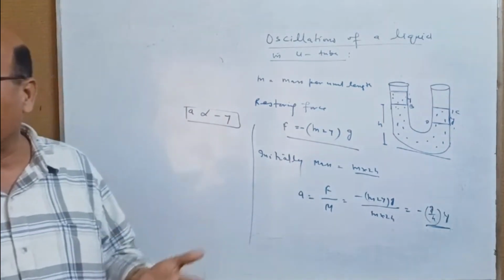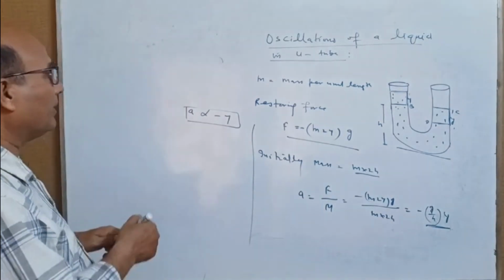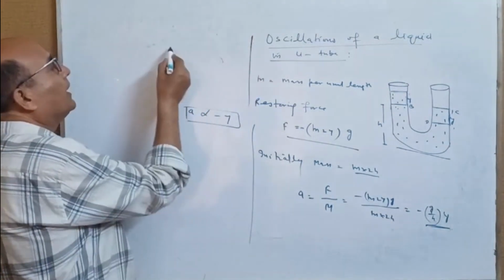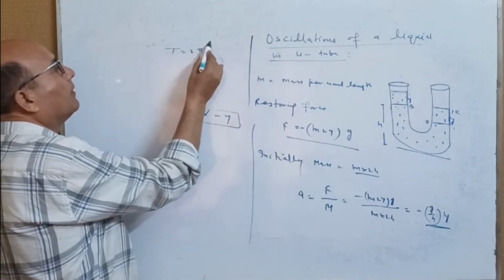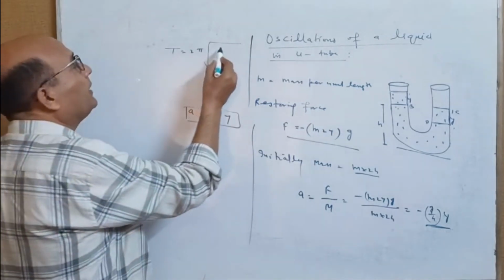Here we can also write the time period for the SHM of the liquid. So what is the time period basically? The time period is 2 pi times the square root of displacement divided by acceleration.